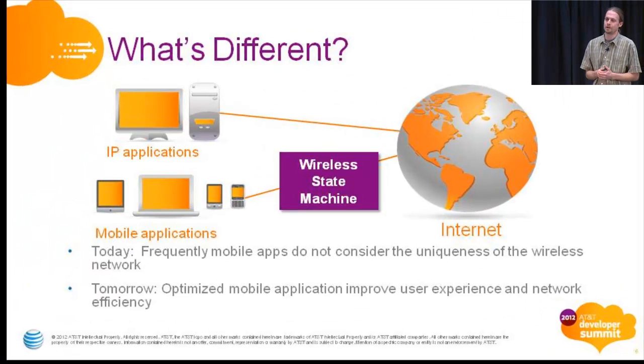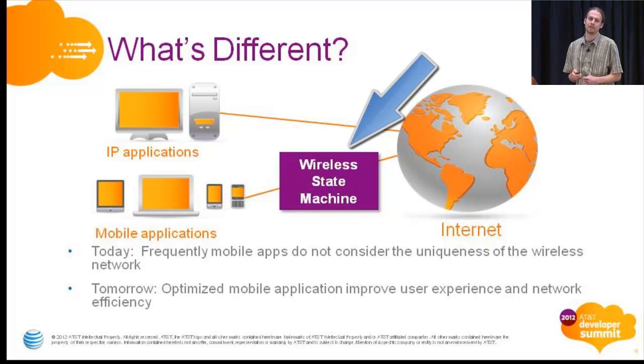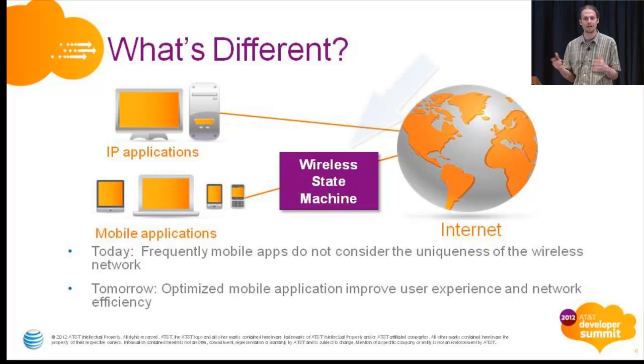One thing that's important about building a mobile app is you have to understand that a mobile network is very different than your regular PC application. When you have a normal PC application, you're connected directly to the internet. When you have a mobile application, there's a wireless state machine that exists in the RAN of a carrier's network, and that means you have to treat your connections to the network very differently than you would in a traditional PC setting.